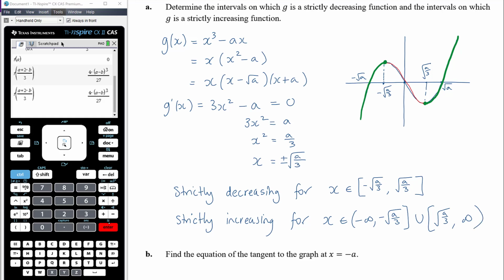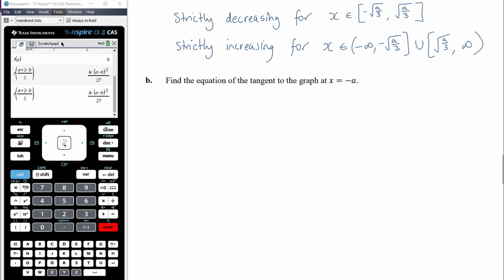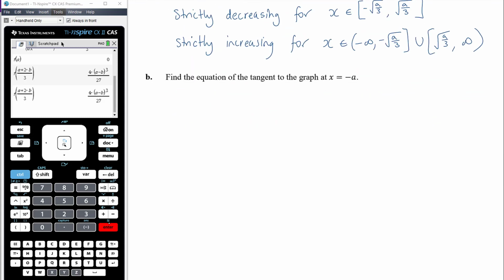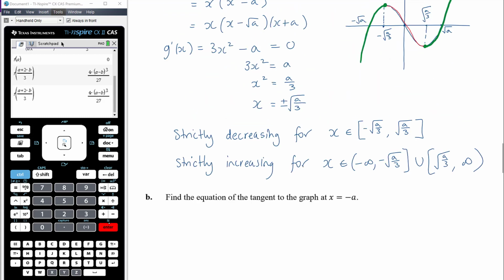Okay, again, we could define our function and use our CAS to find those x values of the turning points. The CAS would write those points differently because it would rationalise the denominator of root 3, but they are the same values ultimately. Find the equation of the tangent to the graph at x equals negative a.